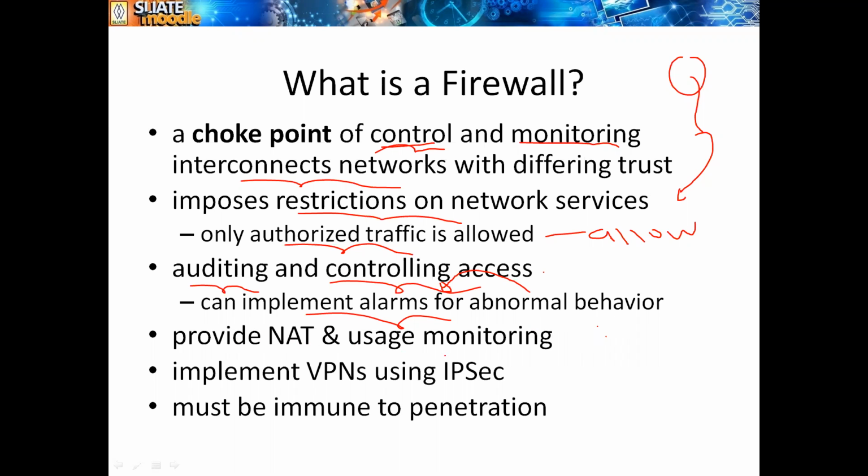Providing NAT and usage monitoring. Yes, a firewall also has NAT configuration. That means a public IP address packet from one side is forwarded to the local IP address on the local site. Implementing a VPN, virtual private network, using IPsec, IP security, right? IP security must be immune to attacks.